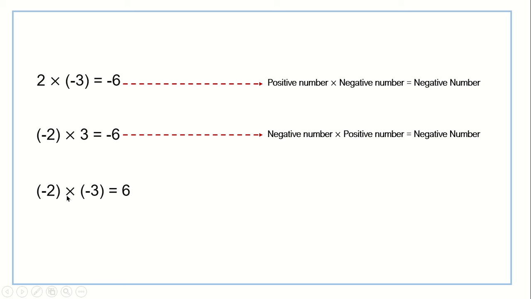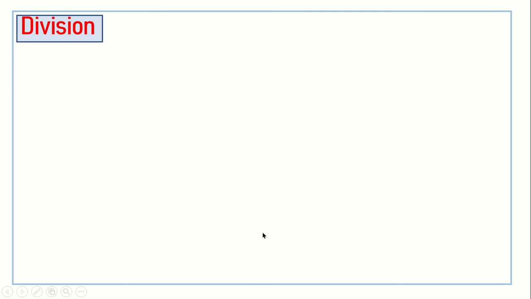Negative 2 times negative 3, we get 6. This means that a negative number times a negative number, we get a positive number. So you can see negative 2 times negative 3 equals 6. Okay, I hope you can understand how to multiply integers. Okay, now let us look at division.